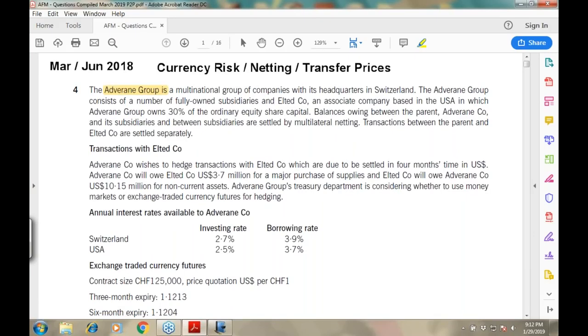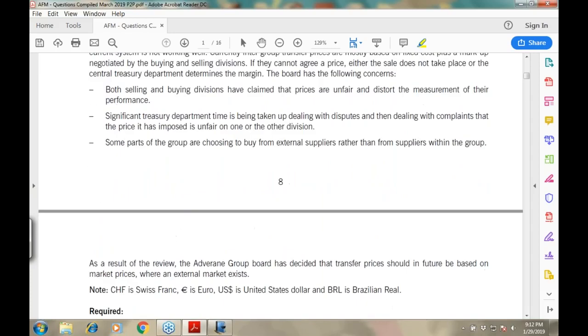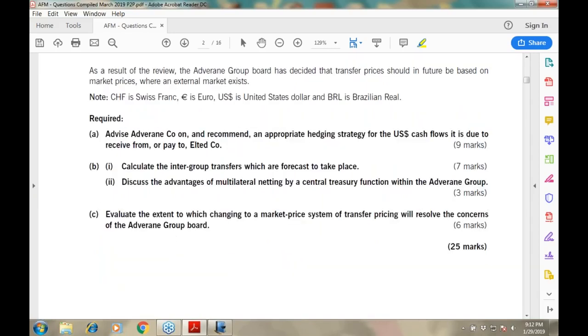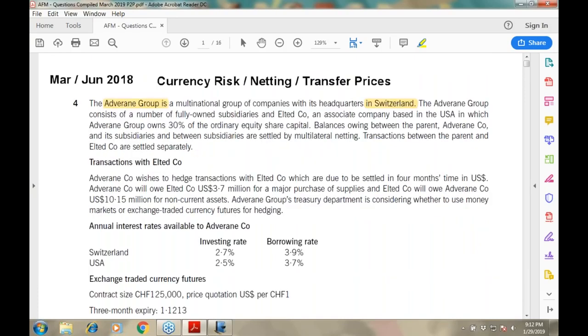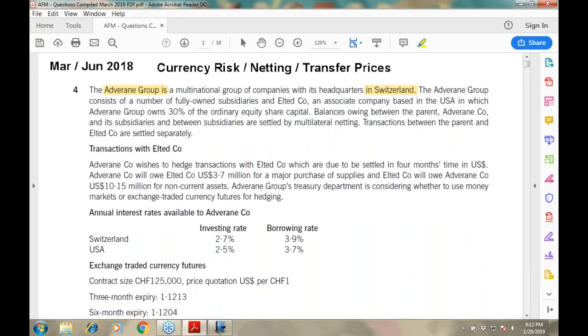Adverine Group. It says Adverine Group is a multinational group of companies with its headquarters in Switzerland. The question includes various requirements. There are four requirements: a 9-mark requirement, a 7-mark, a 3-mark, and a 6-mark requirement. Basically, this question covers various aspects of currency risk management. I suggest you go through this question and read it for 5 minutes, and then we shall start discussing.